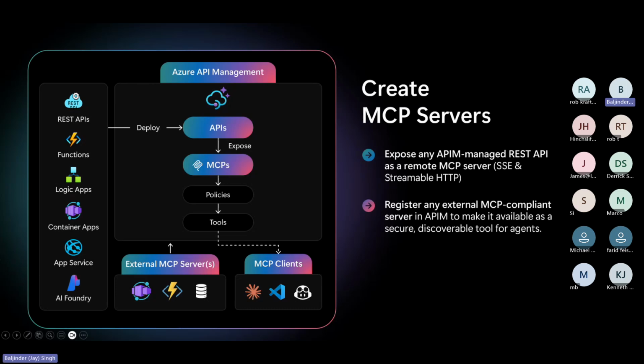Let me see what else we have here. APIM can also register external MCP-compliant servers. So the thing to keep in mind is you can not only expose existing tools as MCP-compliant servers, you can also take third-party or custom tools and expose them as MCP servers. So APIM gives you that capability as well.